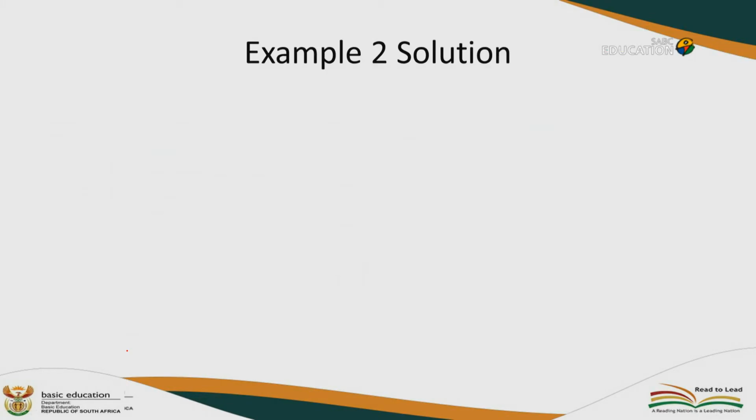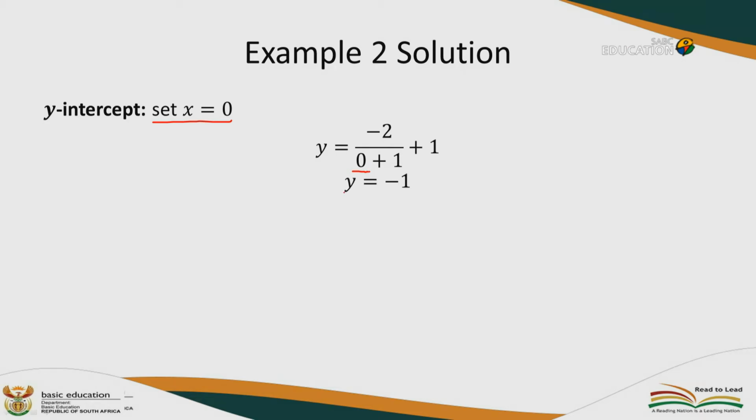Okay, let us look at our y-intercept. To get our y-intercept, we set x equal to 0. So in our equation, we replace our x with 0 there. So y will be equal to negative 2 over 0 plus 1, plus 1, and we get y equals negative 1. So this tells us that our y-intercept is going to be the point (0, negative 1).